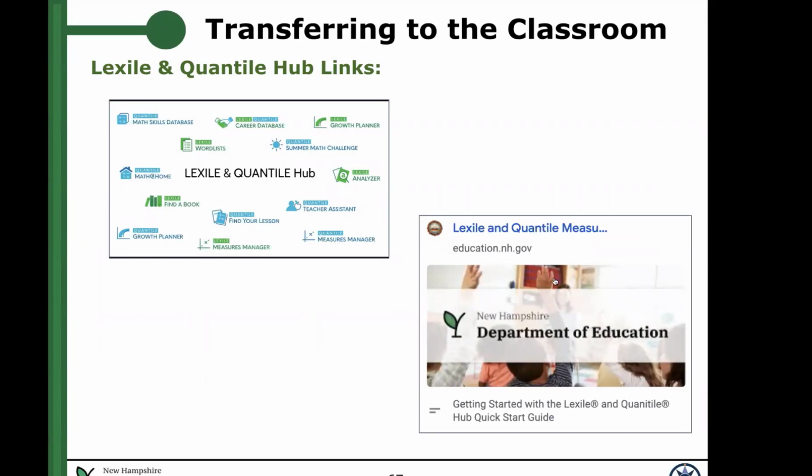The DOE also has a portion of their website that's devoted to the Lexile Quantile measures, and that link is right on the presentation as well. So you can look at that if you would like to a little bit later.